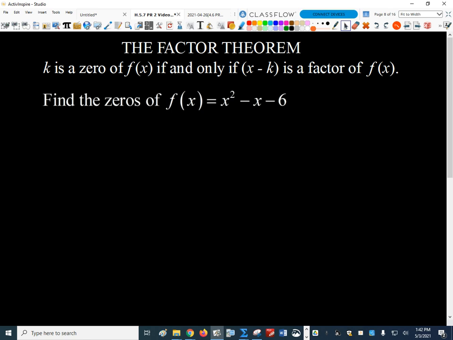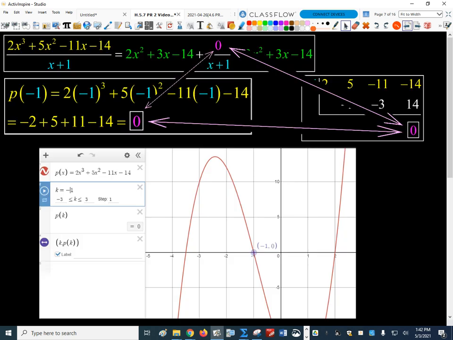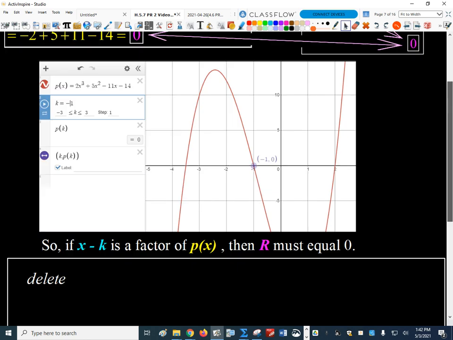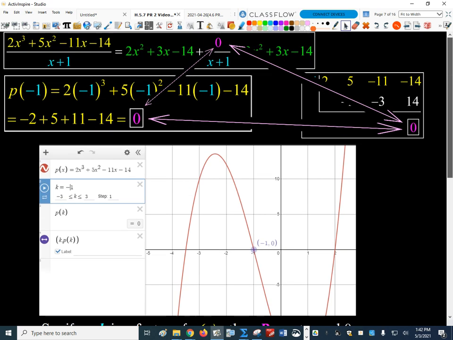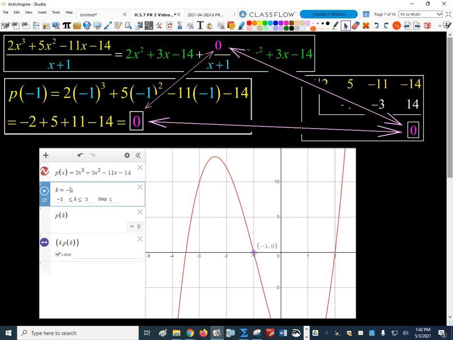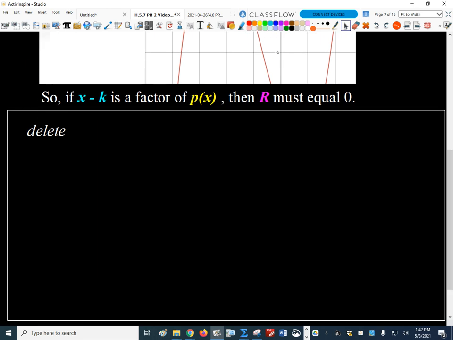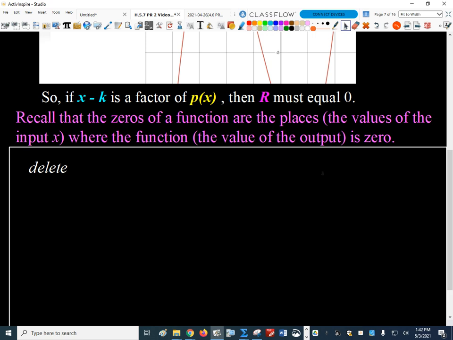Then that can only happen if x minus k is a factor of f of x. Everybody see that? I'm going to backtrack for one second here. Let's go back to this picture. Look at all the zeros that pop up. My remainder is 0. The value of the function at -1 is 0. So we already can see that x minus k is a factor of, we called this p of x, the yellow one. Then r must equal 0. We said that at the beginning.